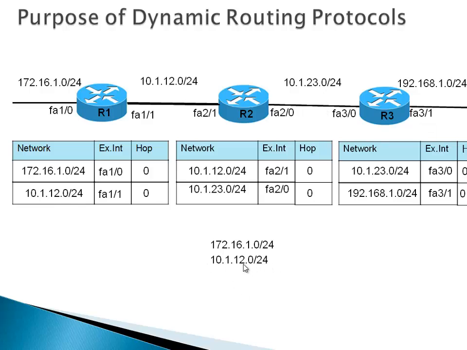10.1.12.0/24. It'll say, okay, I know about this network. I've got it here, directly connected. So I'm going to ignore that. But this is a new network, so I don't know this. So I'm going to add this to my table.